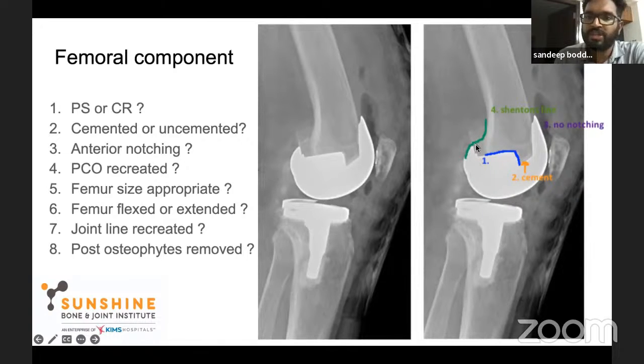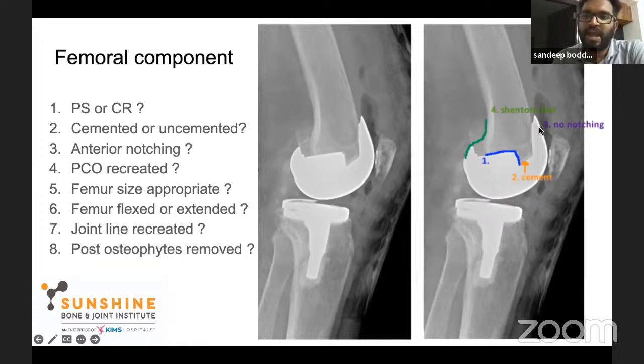So how do you know the PCO is recreated? Here you can see Shenton's line. This posterior cortex should be in continuation with this femur component, then you can say PCO is adequately recreated. So if PCO is recreated and there is no notching, definitely the femur component is appropriately sized.